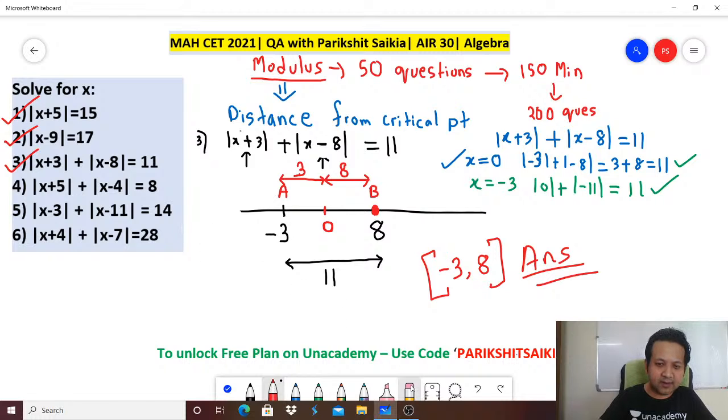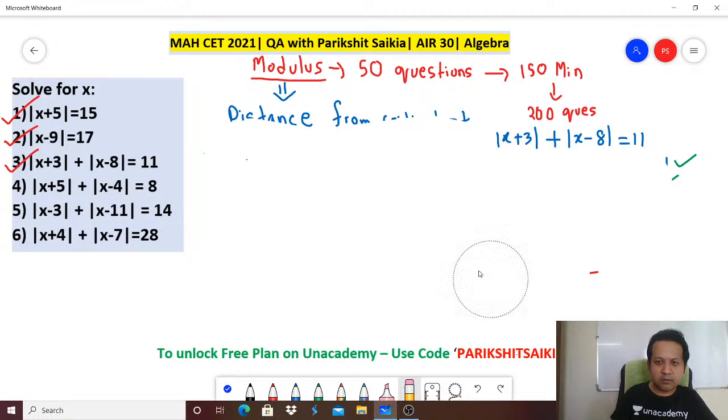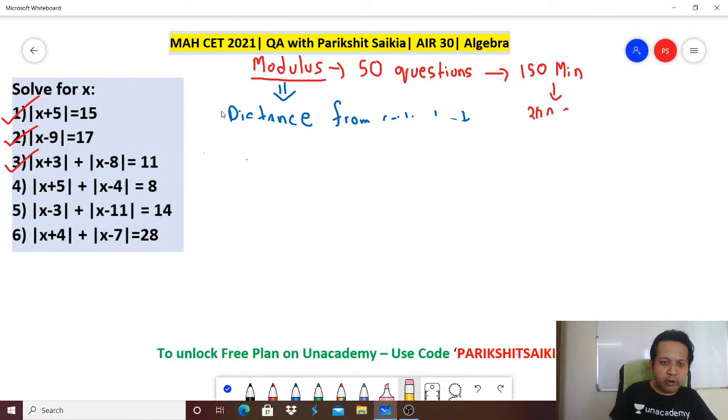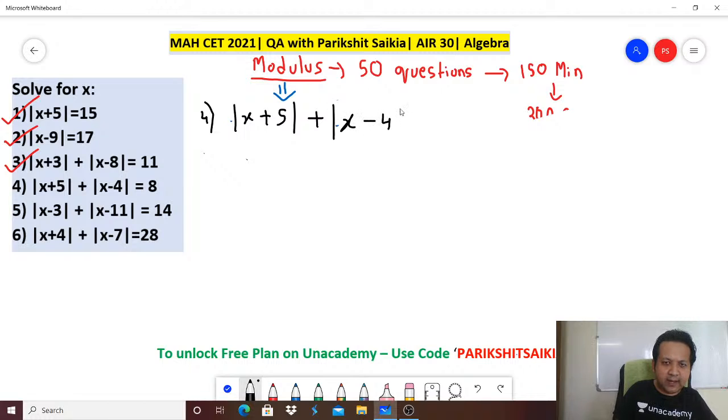Let's take another question. Okay, 4th one. What is modulus? Remember, it's the distance from the critical point. Let's start. Number 4: |x + 5| + |x - 4| = 8.